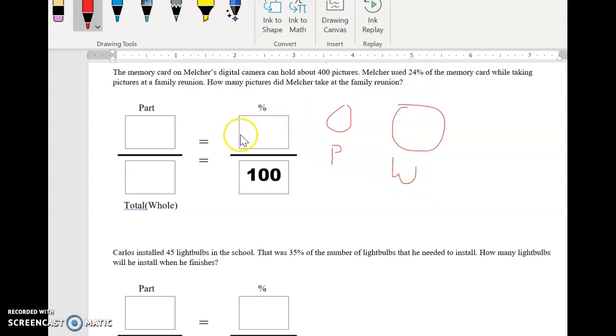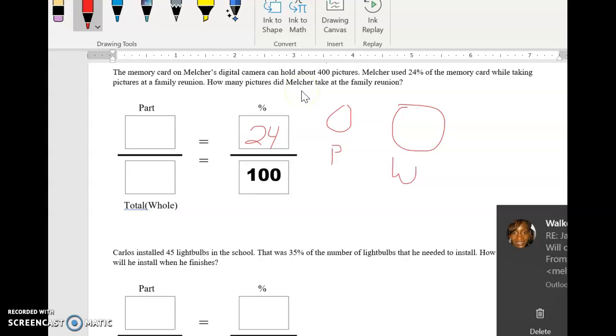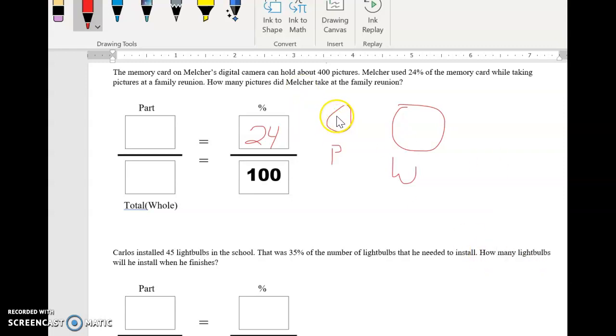Again, 24 is the percent. I can go ahead and write that there because I know what that is. 400. Let me look at the question. How many pictures did Melcher take at the family reunion? It's not saying that he filled up the camera. It's asking how many pictures did he take. So that's my part. I don't know how many pictures he took. I know that it can hold a total or a whole of 400.